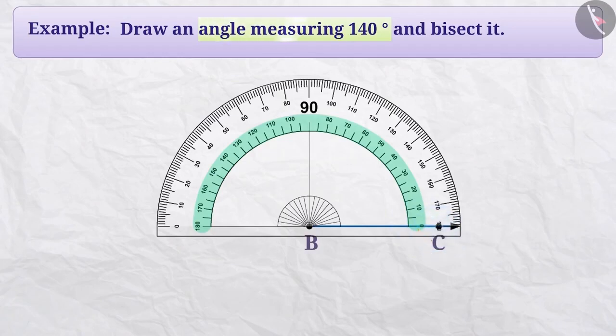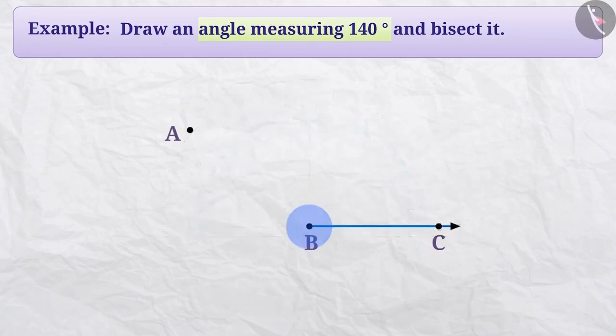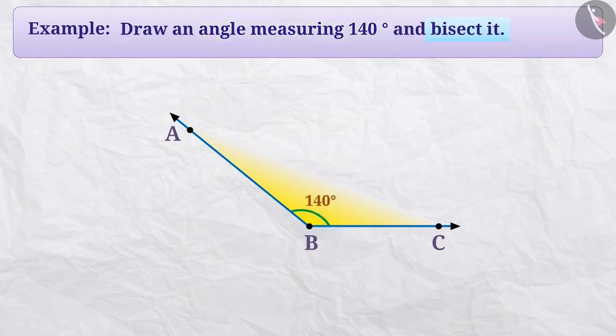Since we have to draw an angle of 140 degrees, we will proceed on this scale to find the sign representing 140 and mark a point in front of it. We will name it A. Now taking point B as the vertex, we will draw a ray which passes through point A. From this, we will get angle ABC which measures 140 degrees. Now, let's bisect it.